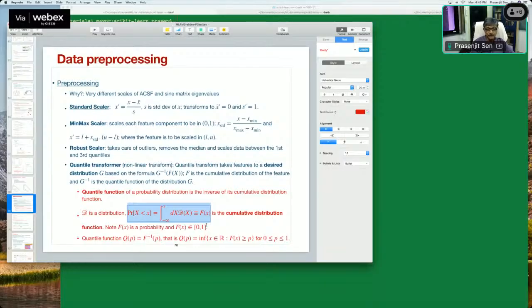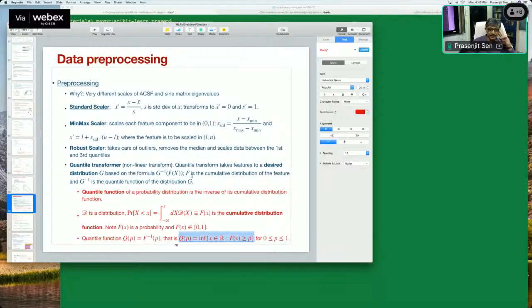Now, once you have understood this cumulative distribution function, capital F, the quantile function of the distribution D is defined by this. So Q of p, given a value p, is F inverse of p, which is defined in the following way. It's the infimum of the values x for which F of x is greater than p for a given p. Okay, so you can just think a bit about it.